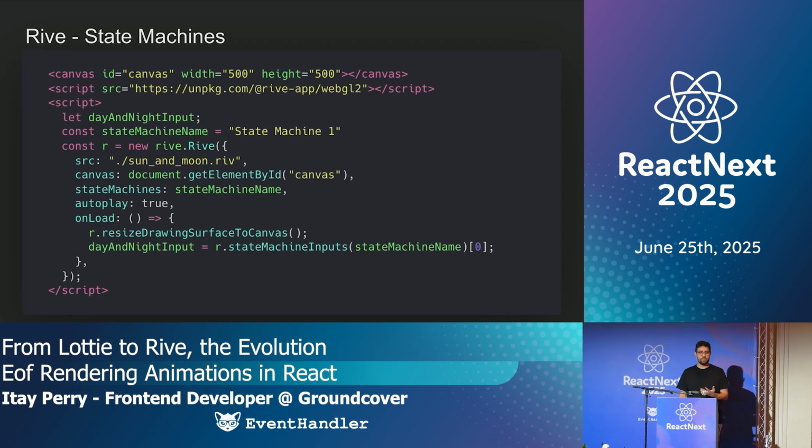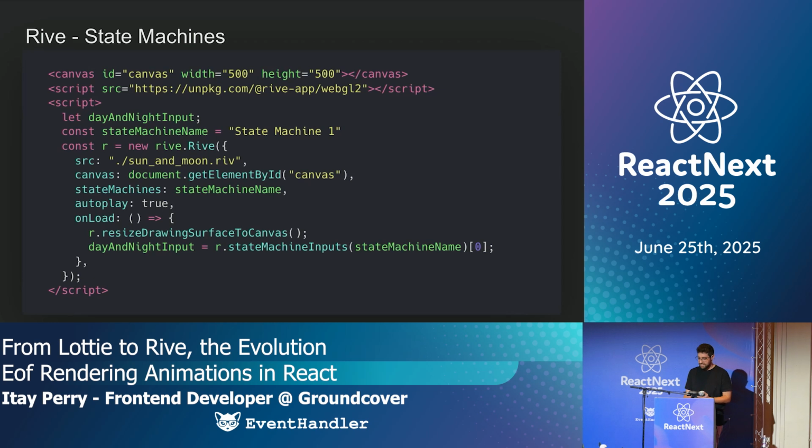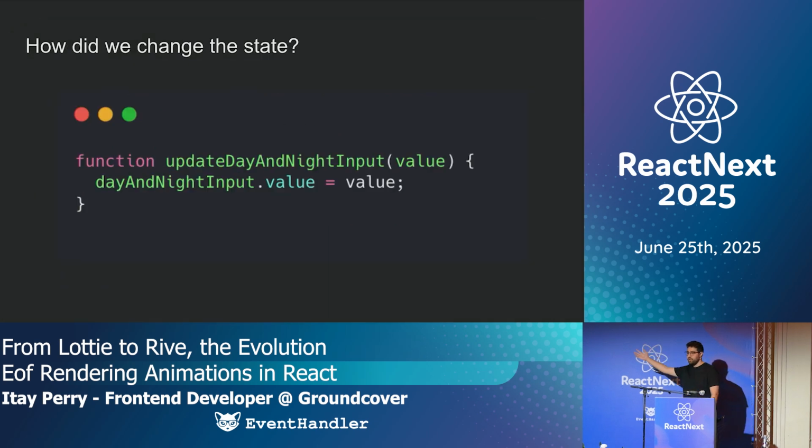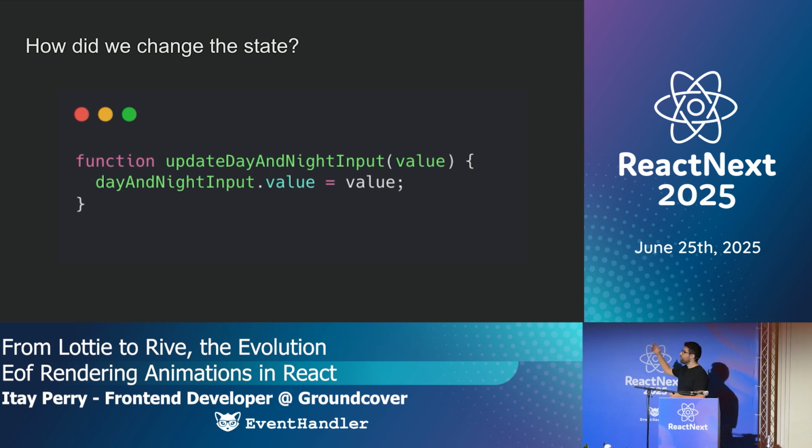So how did I change between day and night? Well, basically, just one line of code. That's it. Because we have the input, and we control the input's value. So with one line of code, we trigger the state machine. So not only we have better user experience, but we also have better developer experience, which is very, very cool.